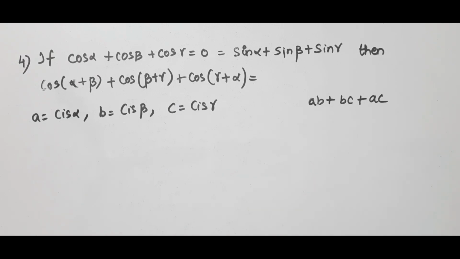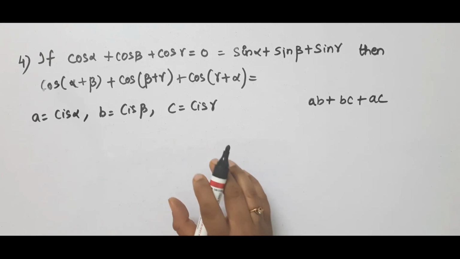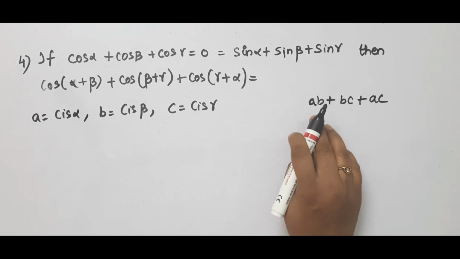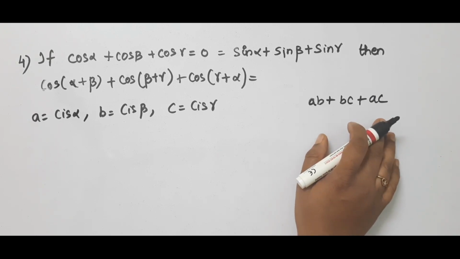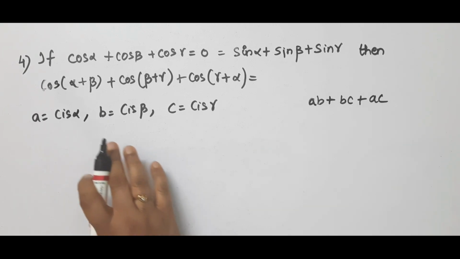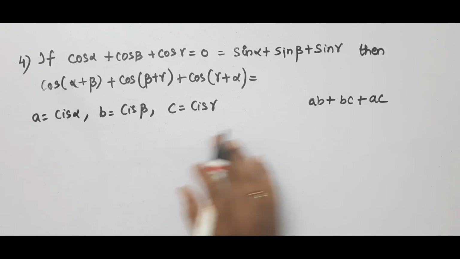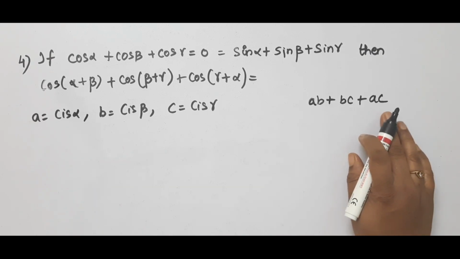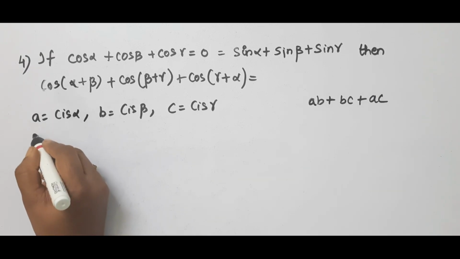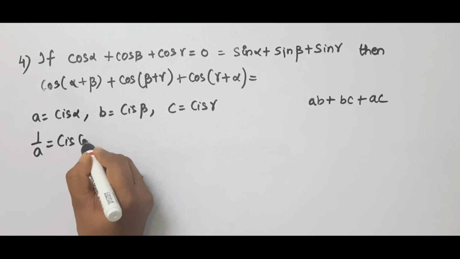So we have to use this A, B, C such that we will get the value of AB plus BC plus AC, is it not? If we want this value, if we take the reciprocal of A, B, C and add, the numerator value will be this only, is it not? That is, if we take A equal to cis alpha, then 1 by A becomes cis of minus alpha, as we studied.